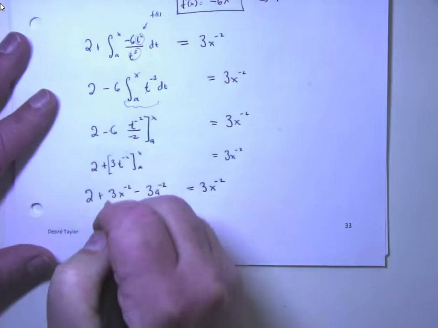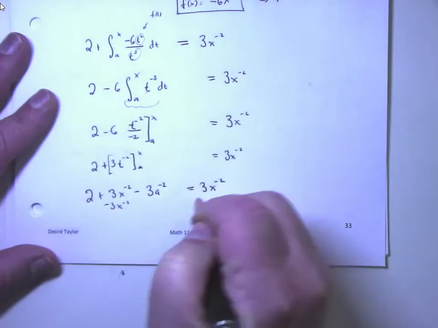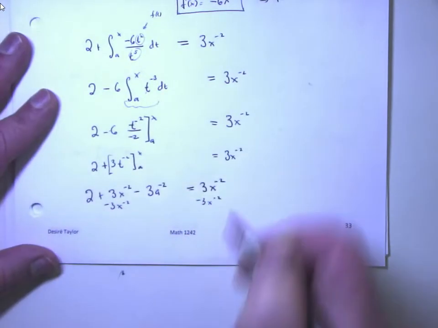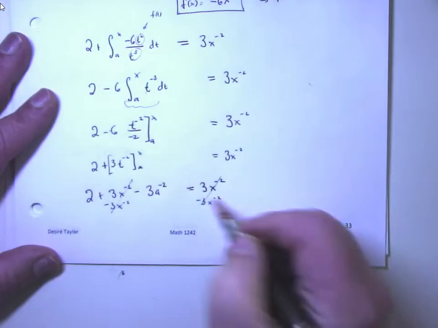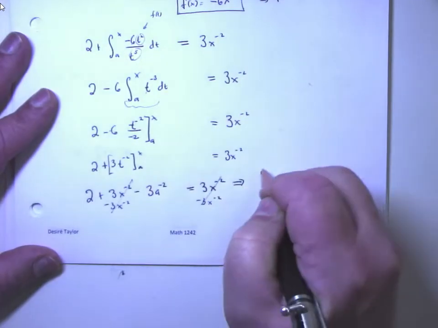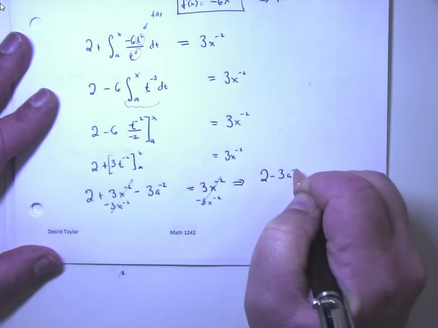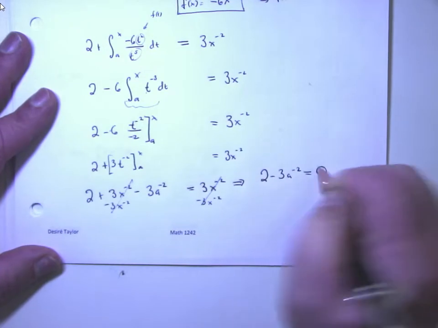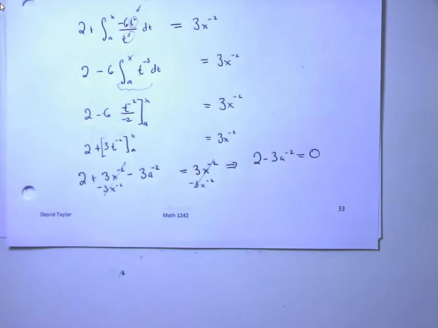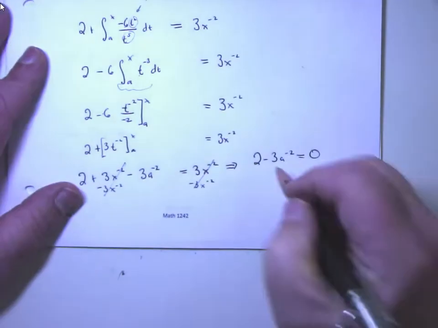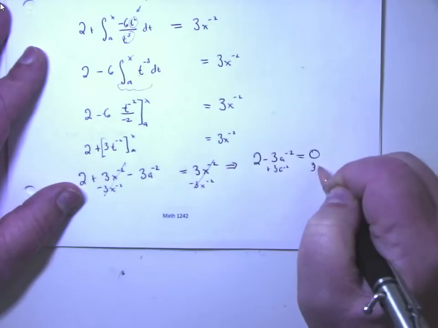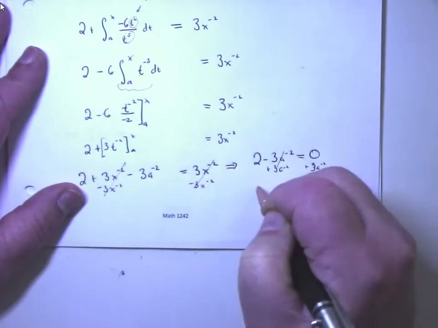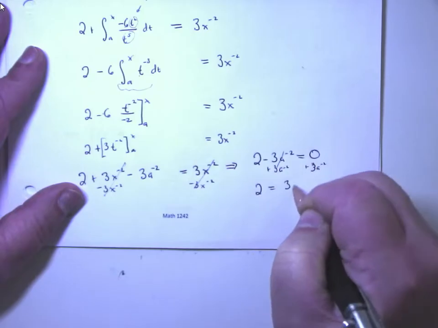First thing I'm going to do is subtract 3x to the negative 2 on both sides, and what happens to my 3x to the negative 2's? They completely cancel. That leaves me with 2 minus 3a to the negative 2 equals 0. Mission is to solve for a. How am I going to solve for a? I'm going to add 3a to the negative 2 on both sides. So I get 2 is equal to 3a to the negative 2.